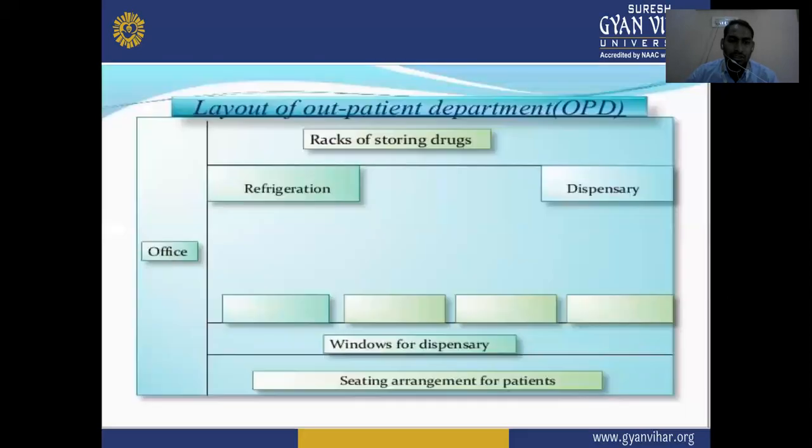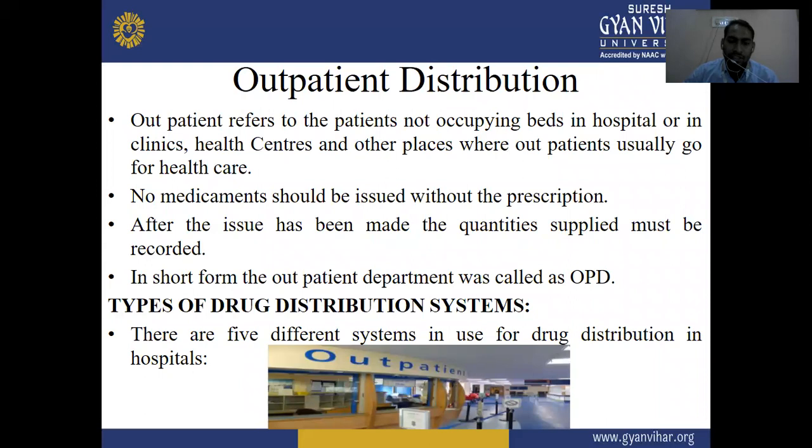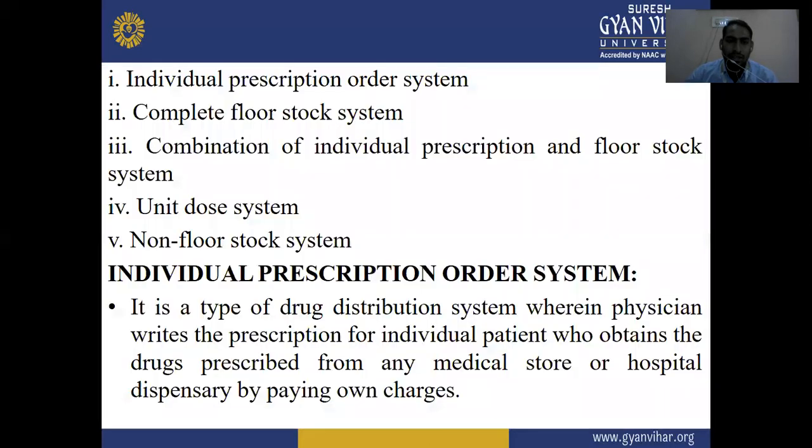There are five different systems used for drug distribution in hospitals. First is the individual prescription order system, and second is the complete floor stock system. In the individual prescription order system, each particular prescription is dispensed individually. In the complete floor stock system, one whole floor is stocked with the medicines.